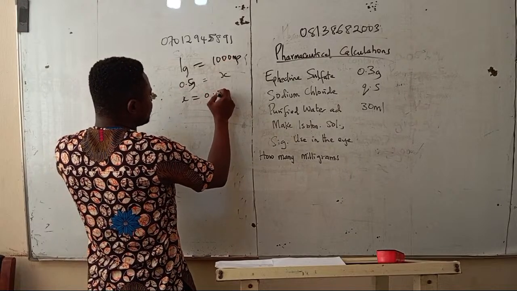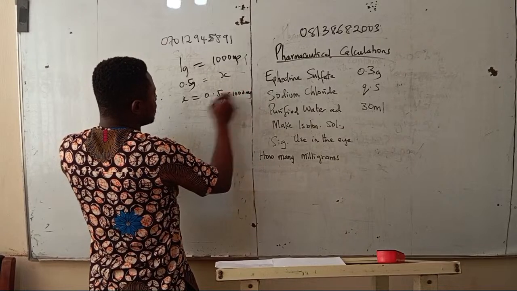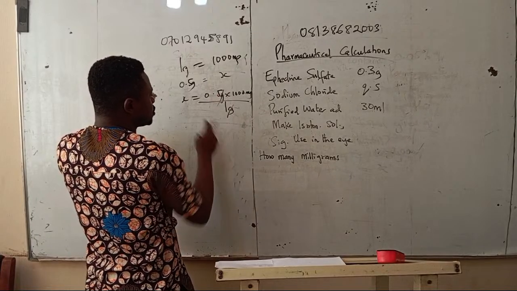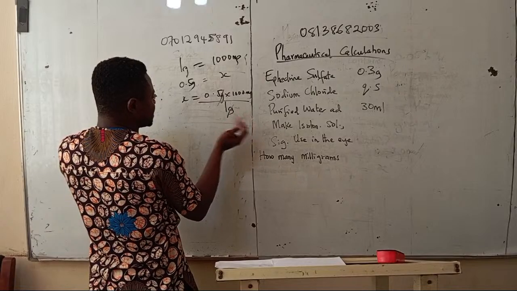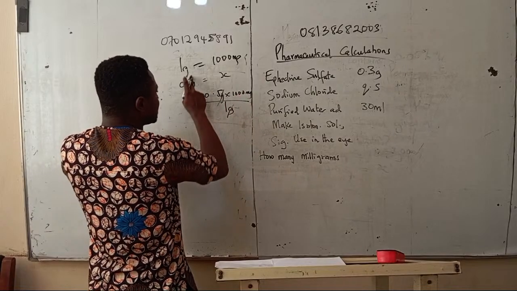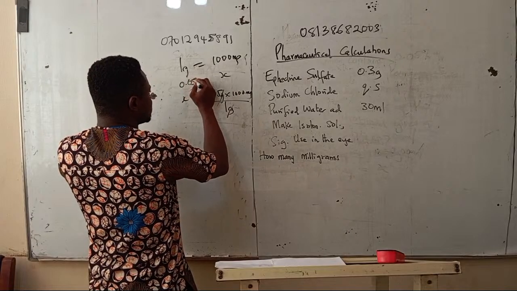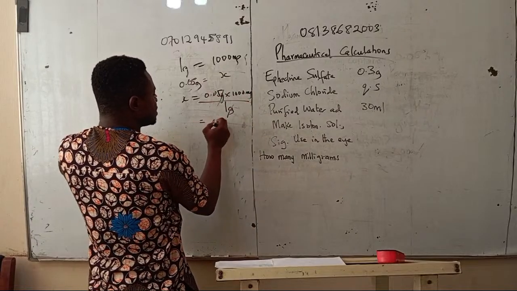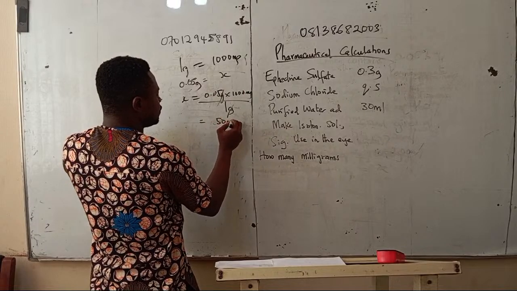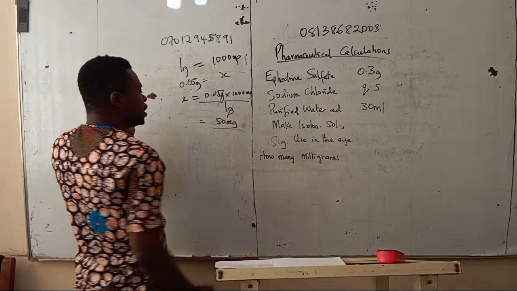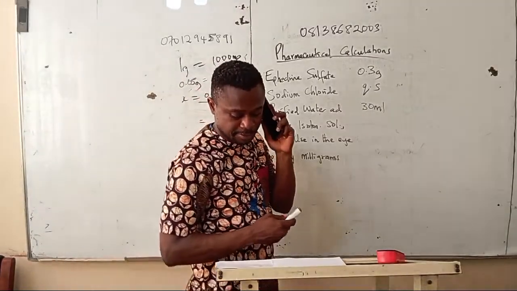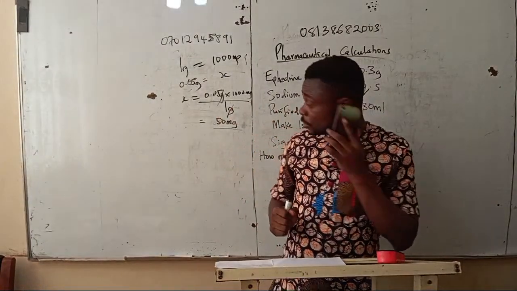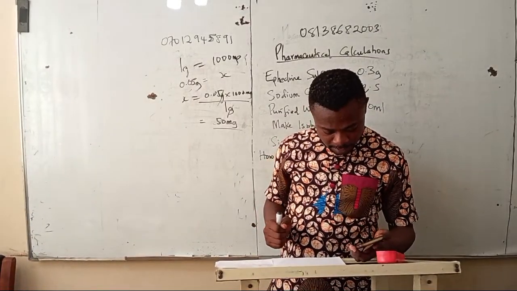Remember, 0.5 gram times what? 1,000 milligram. All over what? 1 gram. So gram will cancel gram. So this one is not significant here. 0.5 times 1,000 milligram is 500 milligram. Is it clear now? Okay. All right. So let's go over to the next question.